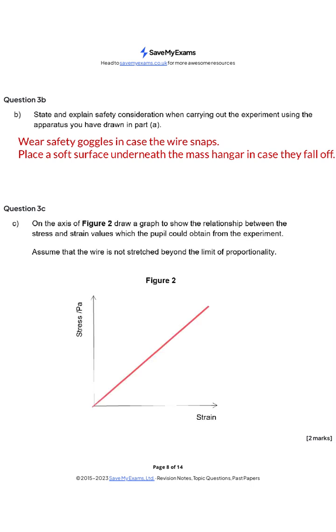Question 3c asks us to draw a graph to show the relationship between stress and strain that they would obtain, as long as it is not stretched beyond the limit of proportionality. So until it reaches that limit, we should get a straight line that goes through 0, through the origin here. That shows that it obeys Hooke's law and that stress is proportional to strain.